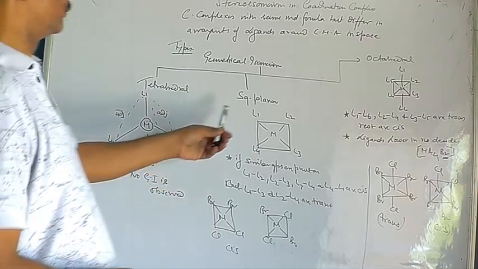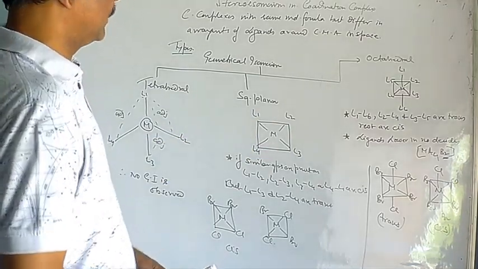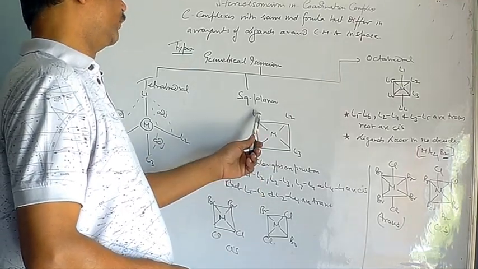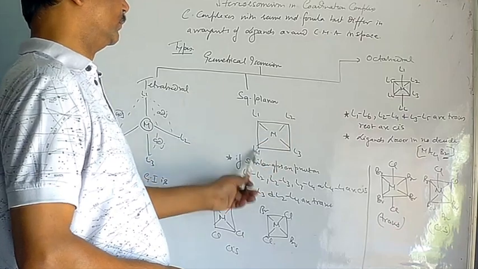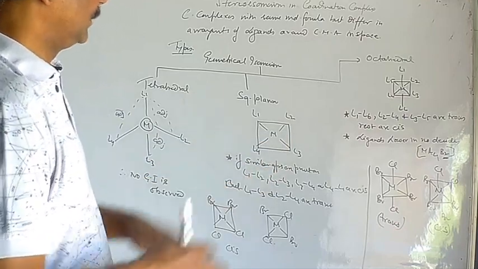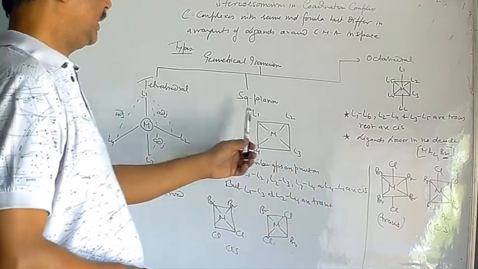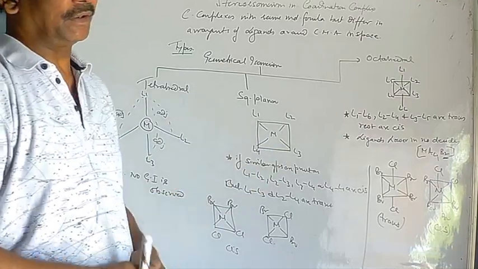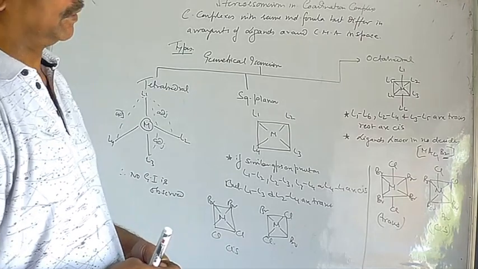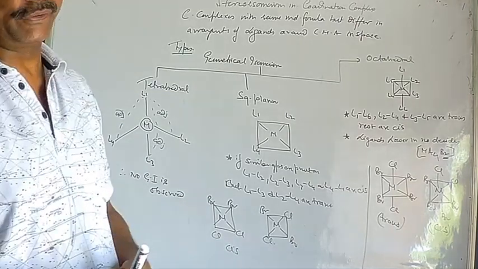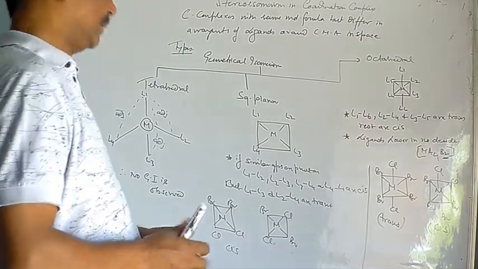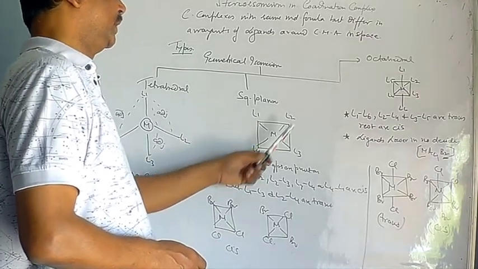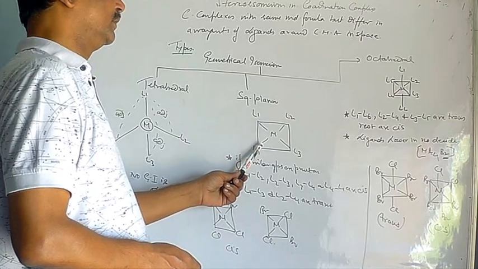Now let us move to square planar. In square planar geometry, you see it has a square shape, surrounded by four ligands 1, 2, 3, and 4. Very simple to understand. See, L1 L2, L2 L3, L3 L4, L4 L1. These are adjacent positions, and if similar groups are present on these adjacent positions, they are called cis. But if similar groups are present on L1 L3, L2 L4, they are called trans.